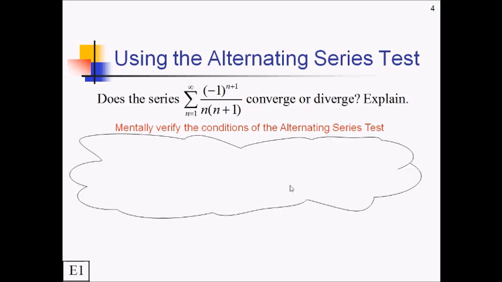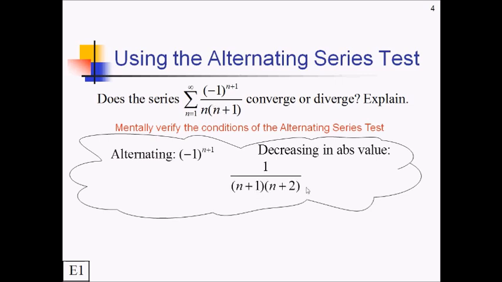So here's our little mental thought bubble here. We need to verify that this is alternating mentally. We have that piece with this (-1)^(n+1). We also need to verify that we are decreasing in absolute value. So that means that the (n+1)th term, or the absolute value of it anyway, so that would be 1 over (n+1)(n+2). We need to verify that that is less than the term right before it, so less than 1 over n(n+1). And we have to verify that that's actually true where this series is happening, so for n greater than or equal to 1.